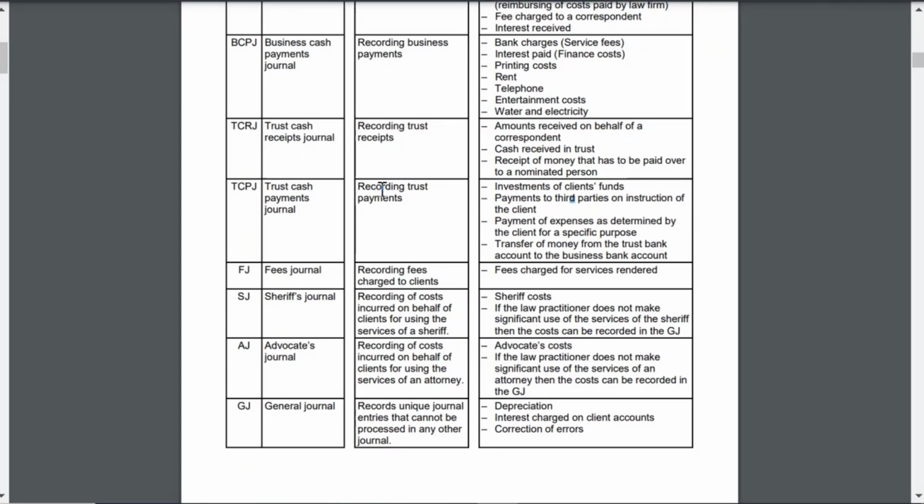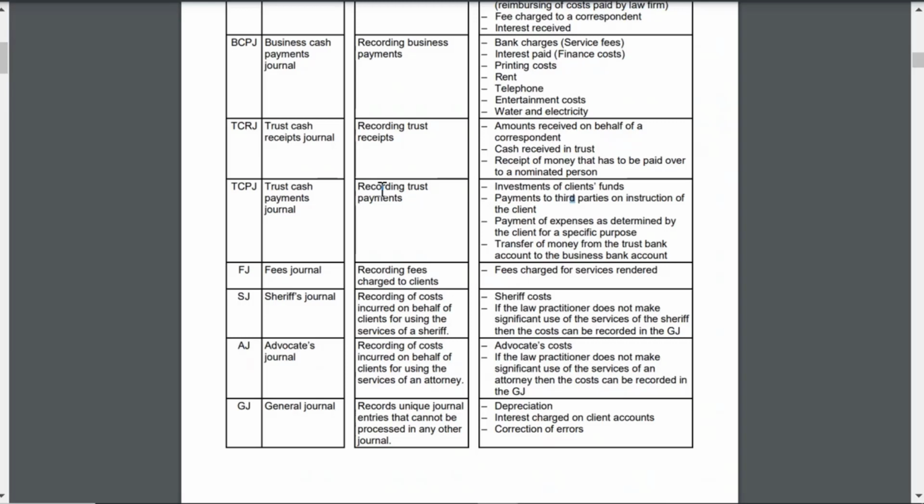So what is recorded in the fees journal? It is all the fees charged for services rendered. That is the fees journal. So I'm going to jump to the general journal. In the general journal, you record unique journal entries that cannot be processed by any other journals.